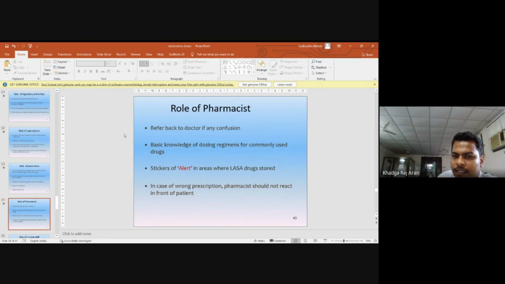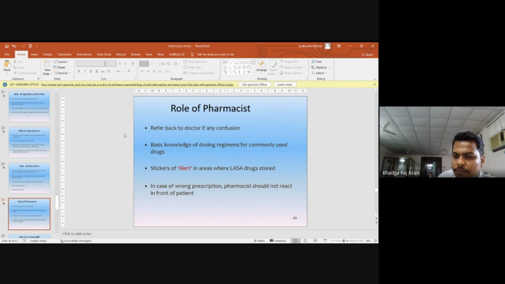Next is the role of pharmacists. They refer back to the doctor if there is any confusion in the prescription. If they think there are drug interactions, or if the drug has contraindications for the patient, they can refer back to the doctor. As pharmacists, they should also know the basic dosing regimens for commonly used drugs. They can place an alert in the area where the LASA drugs are stored. They can give some alerts or stickers so that we know these drugs are LASA drugs.